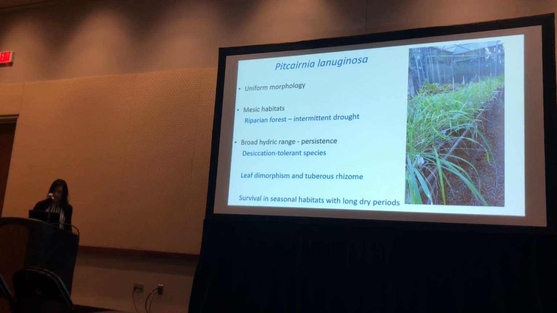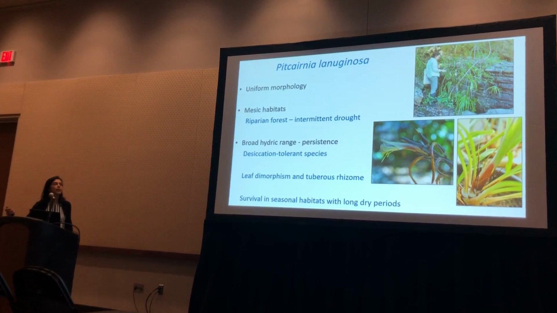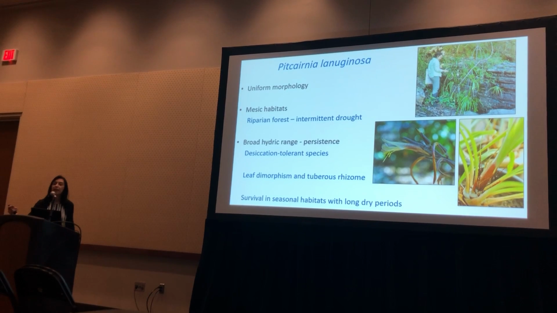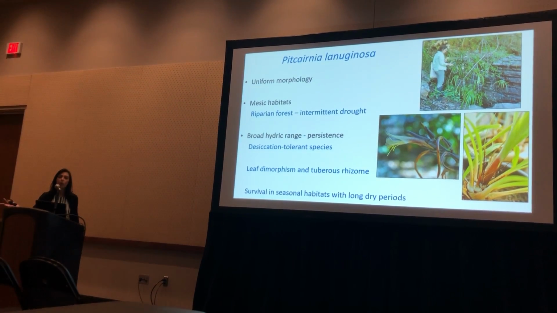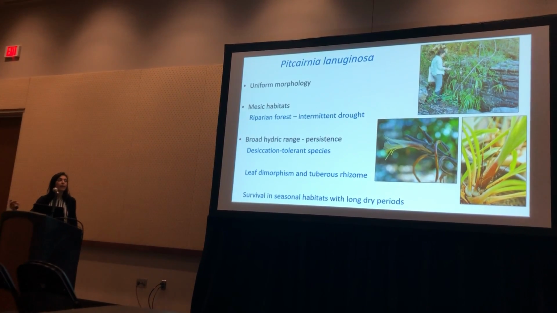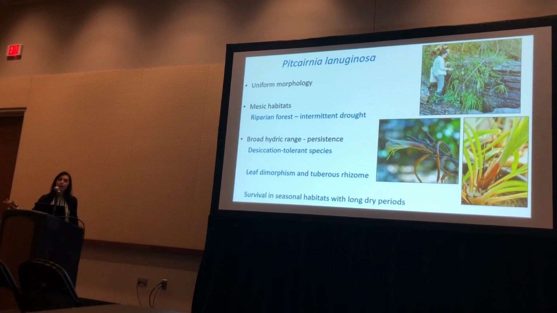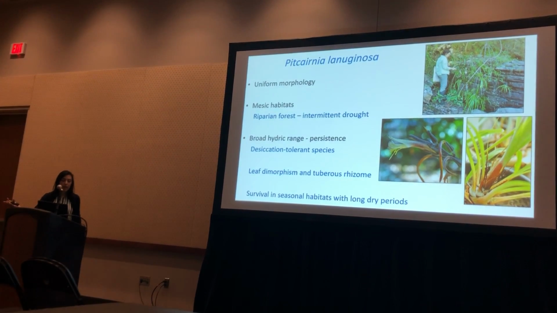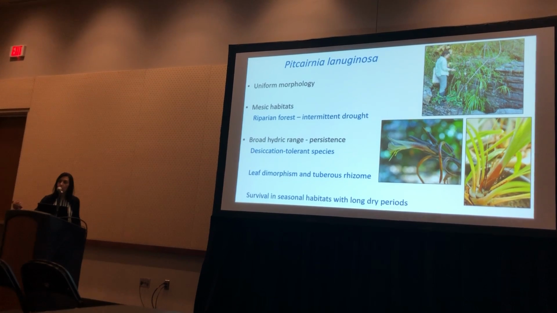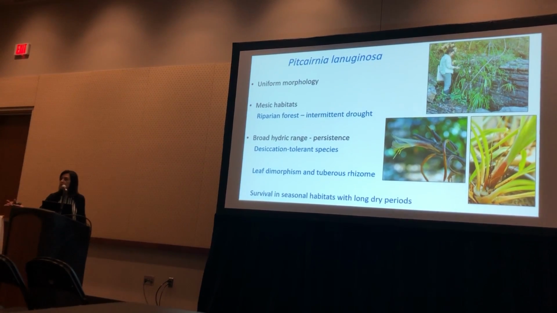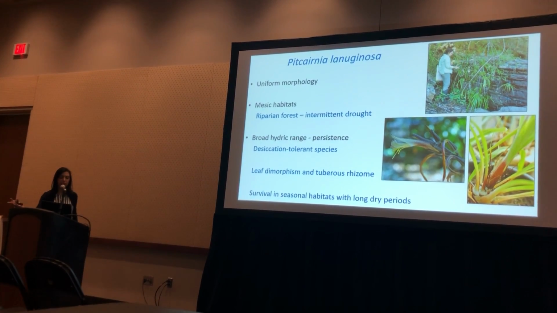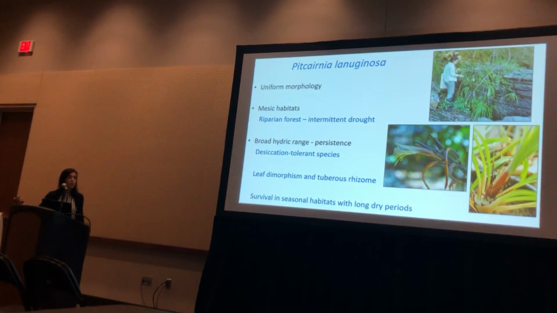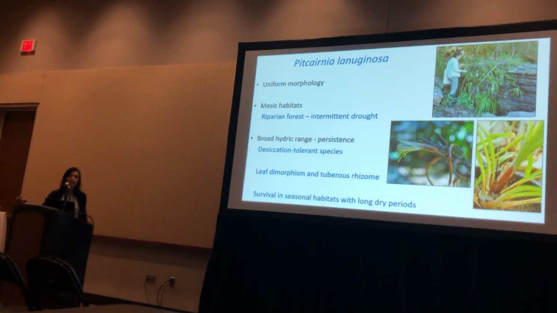This species prefers mesic habitats. They are citrus species, and they like to live in riparian forest. But intermittent drought makes them have important adaptations to drought. So they have this broad age range to allow them to persist during the severe droughts that we sometimes have in the Cerrado biome. This species is considered a desiccation tolerant species.